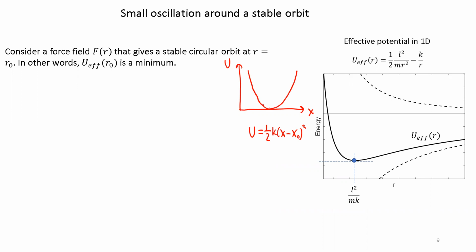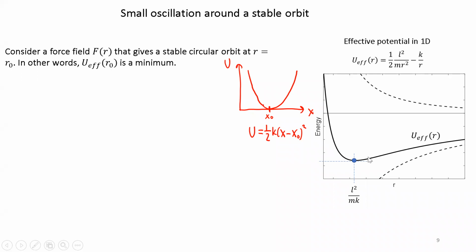A quadratic curve that has this equilibrium position x naught. That's what you have for the simple harmonic oscillator. Now if you compare this shape with this one, of course I cannot say that these two are the same. They are not the same. But if you just look around this region, this one looks like a bowl here, and this one also looks like a bowl.